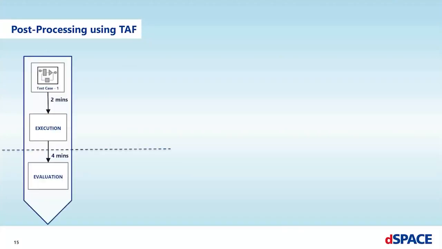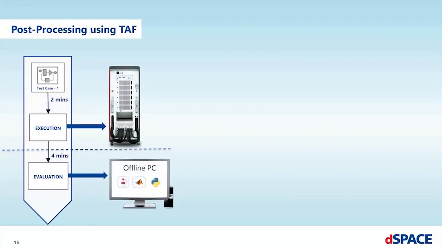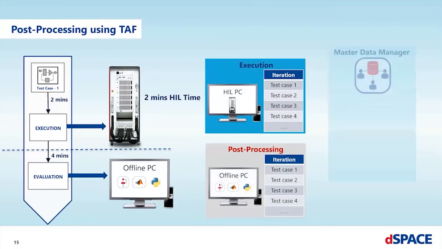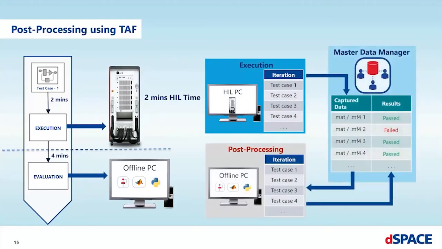Here's an example of running one test case on one hill where the execution time takes about 2 minutes. We then go and evaluate our results on an offline PC, taking about 4 minutes. If we were to then come into the TAF and create some kind of iteration where we can manage and execute multiple tests and test cases, we can then execute those on one hill in an iteration of multiple test cases to be run sequentially.